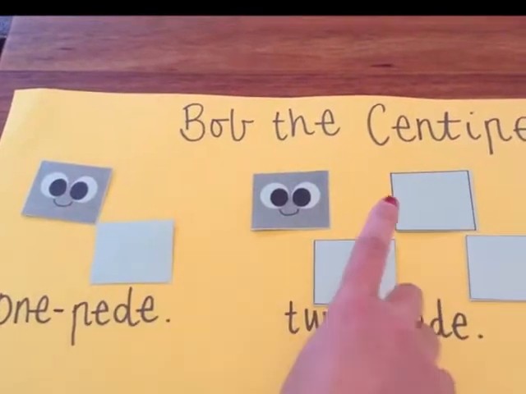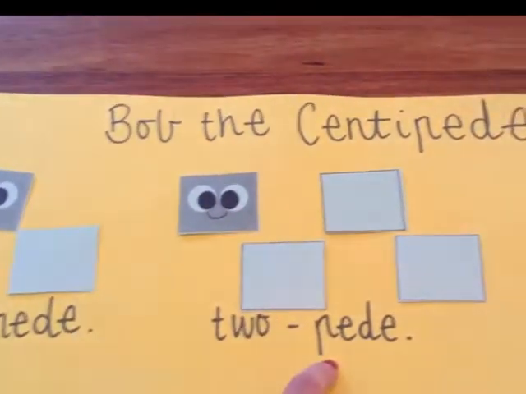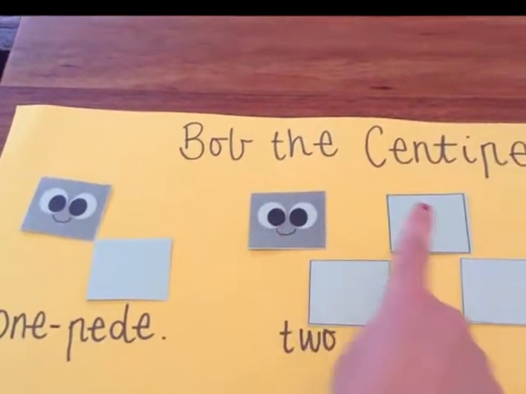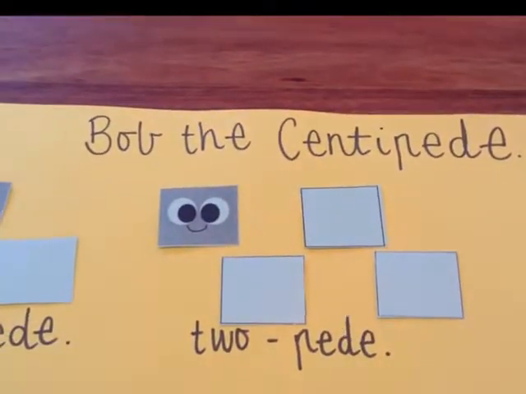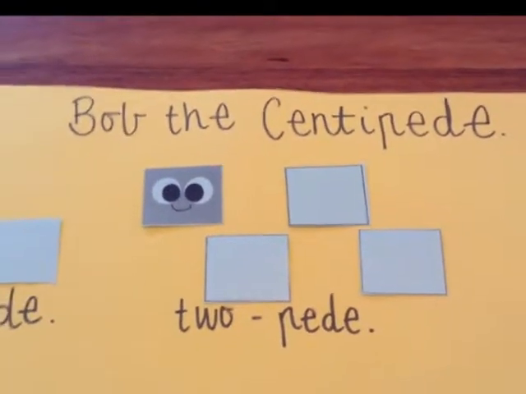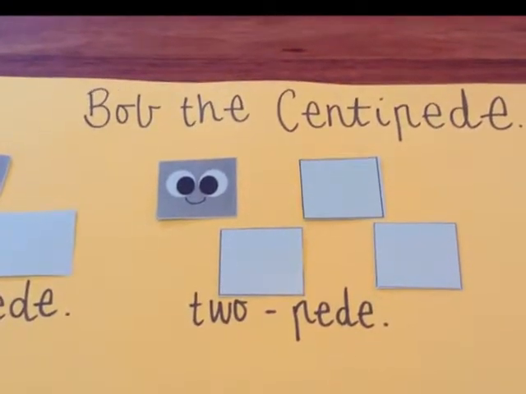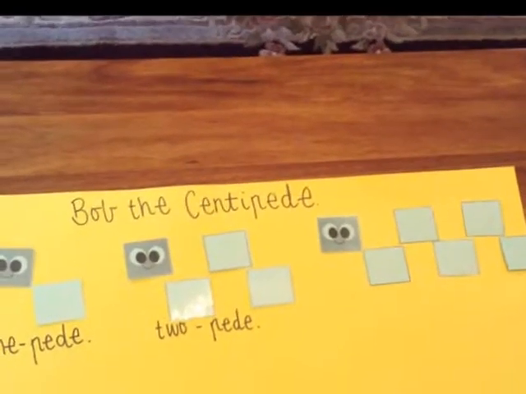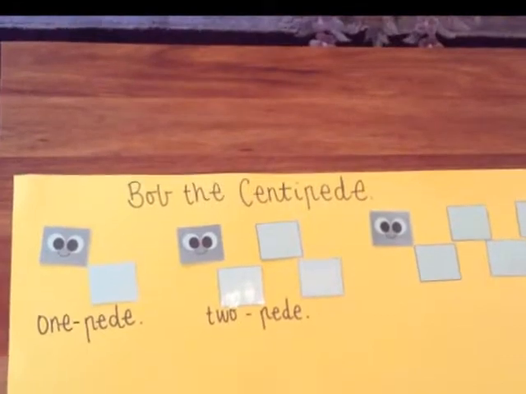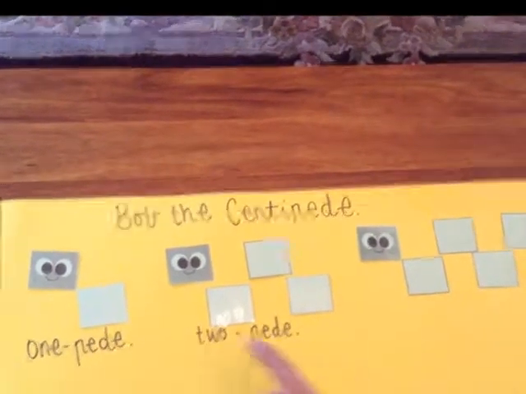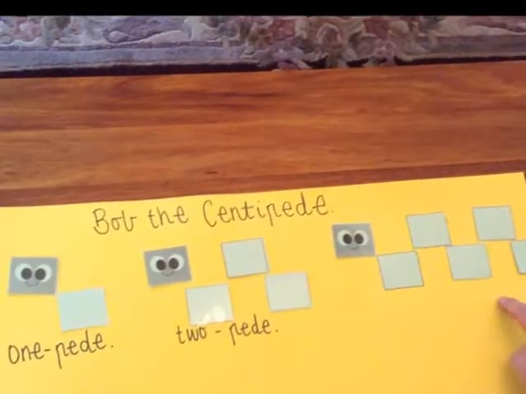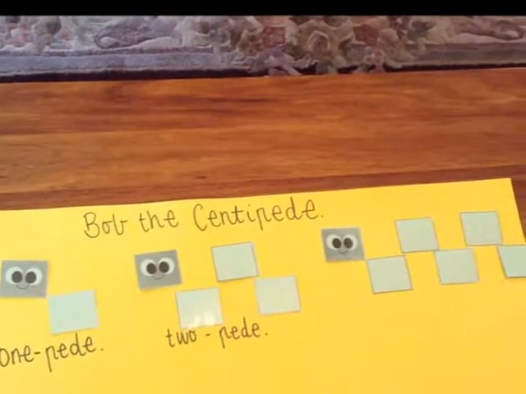By extending the pattern from 1p to 2p, the amount of squares has actually gone up by 2s. So we've used skip counting by 2s. Students can then go on to complete the pattern as a 3p. We've gone from 1p with 1 foot, 2p with 2 feet, and now a 3p of Bob the Centipede. And look at that, he has 3 feet and 2 humps.